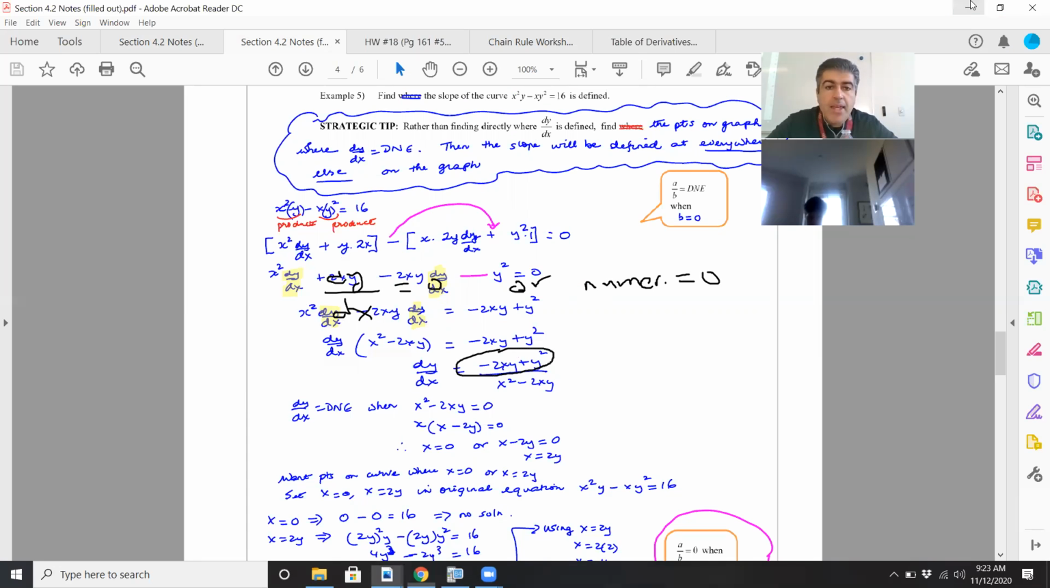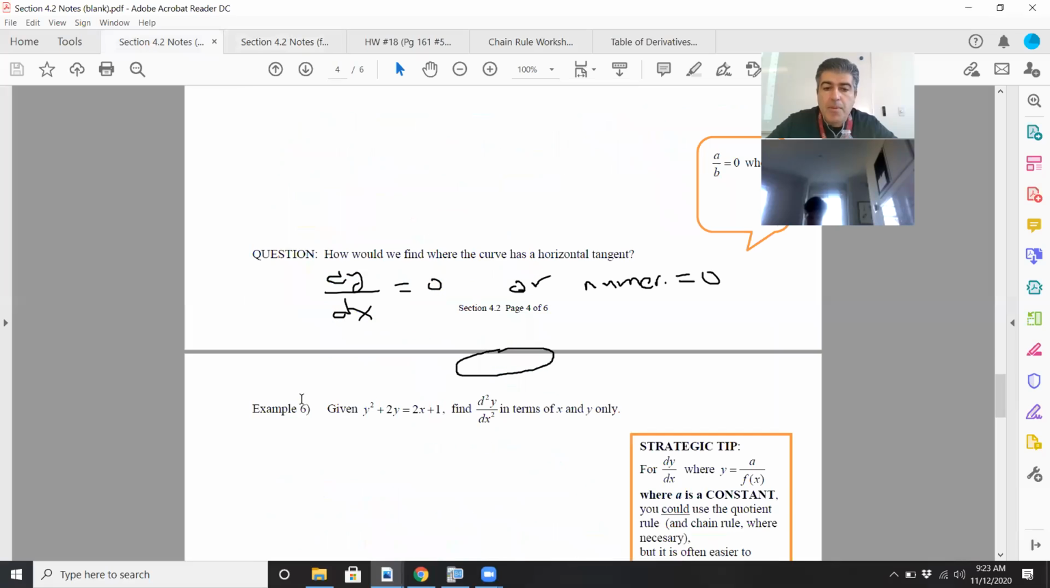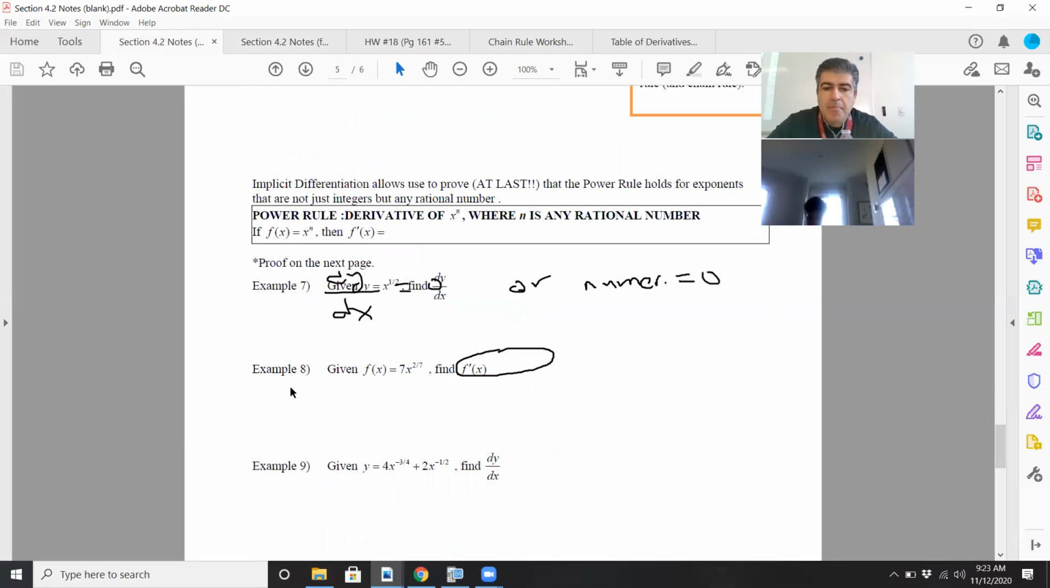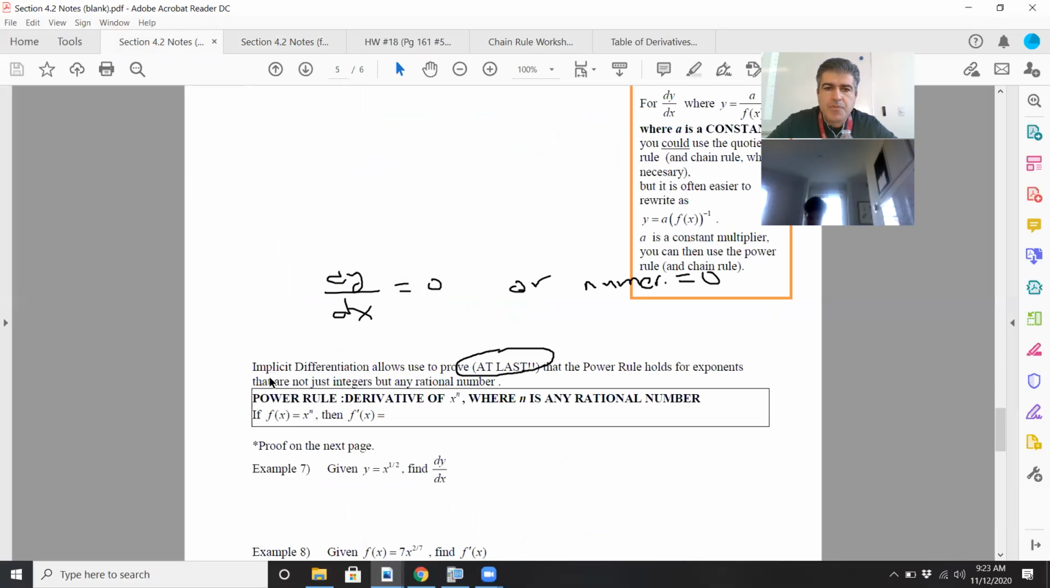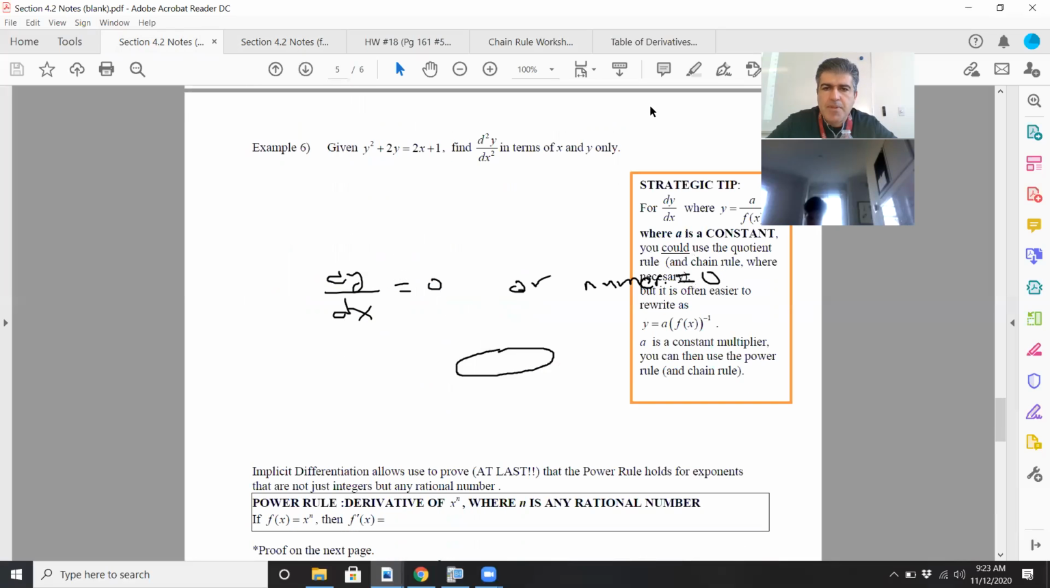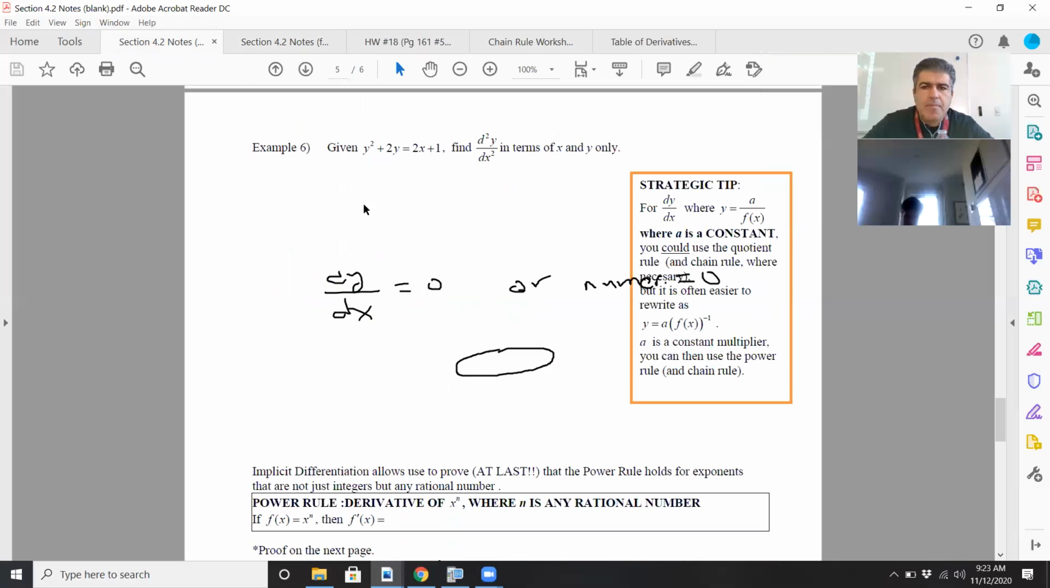Okay, any questions before we move on to the other parts of these notes? Nope, okay. The rest should go by pretty quickly after I finish example 6. And then I'll give you guys a little chance to do some practice. And then we'll do the quiz.